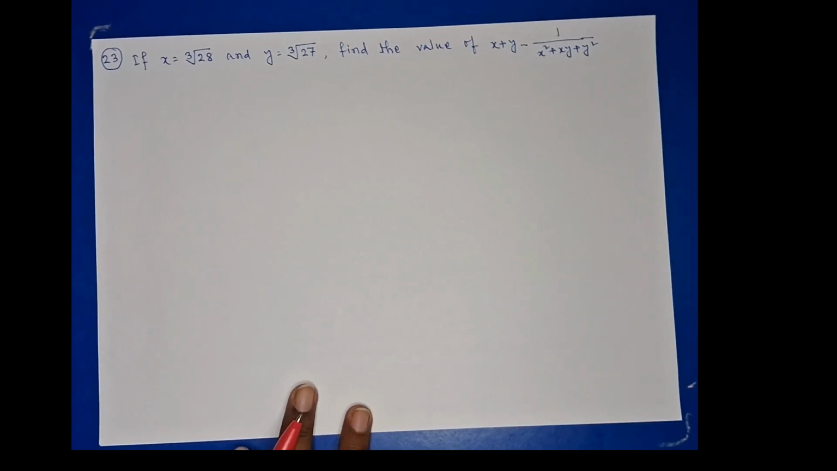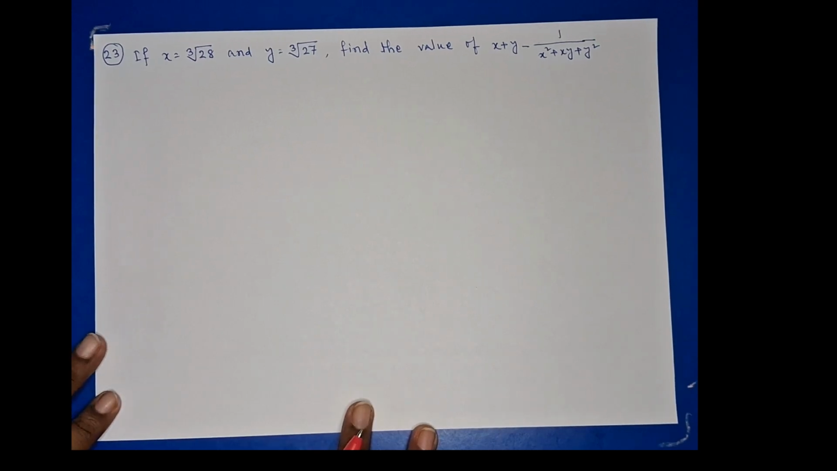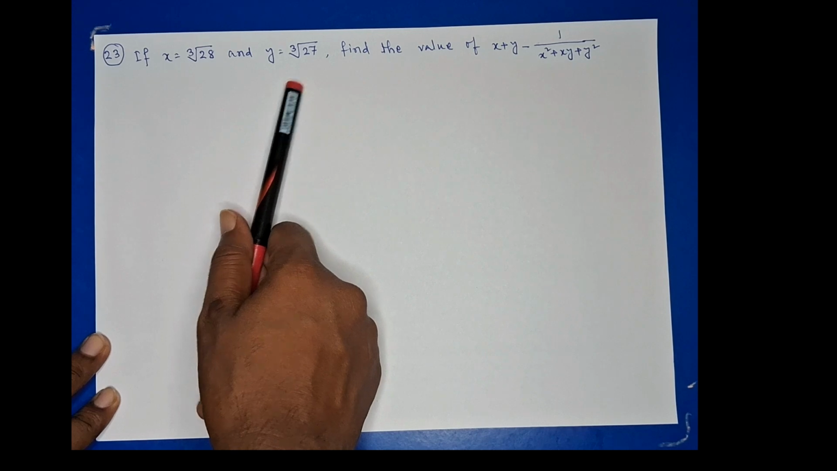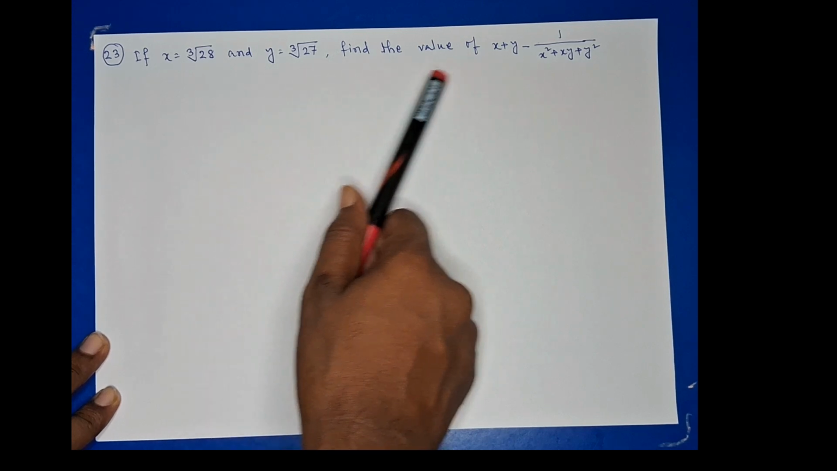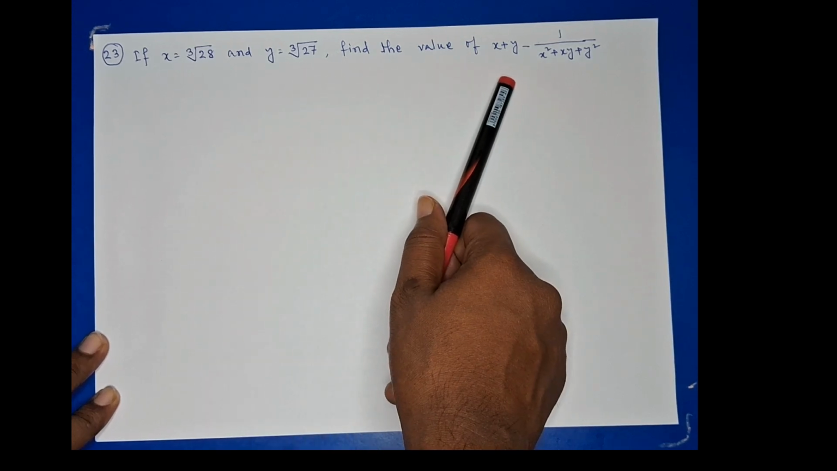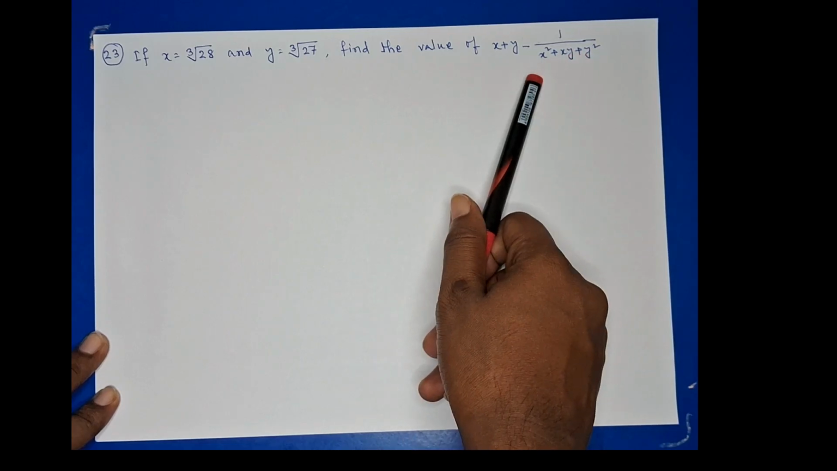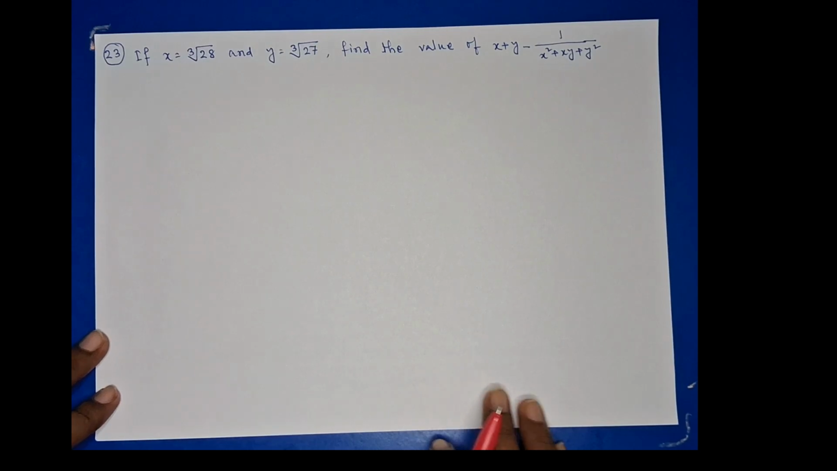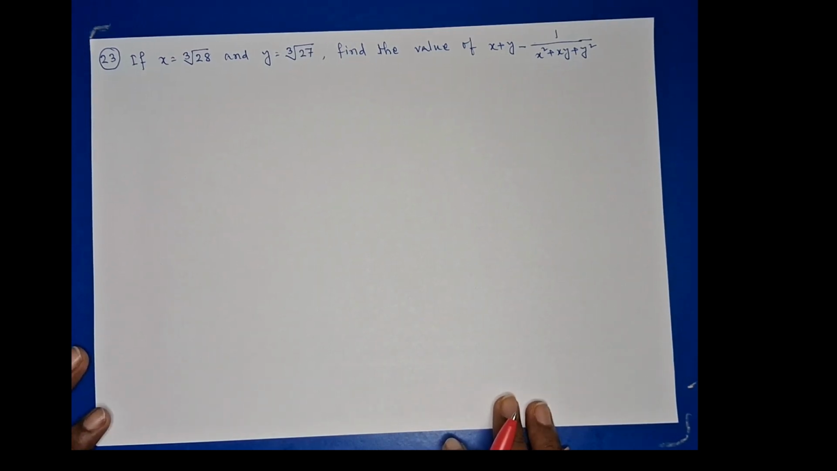Next question, question number 23. If x is equal to cube root of 28 and y is equal to cube root of 27, find the value of x plus y minus 1 by x square plus xy plus y square, that you have to find. Okay, how to find it?